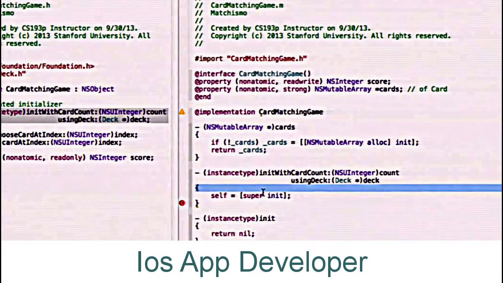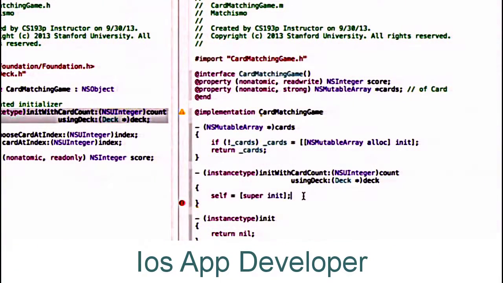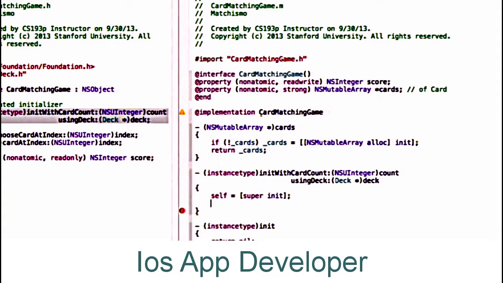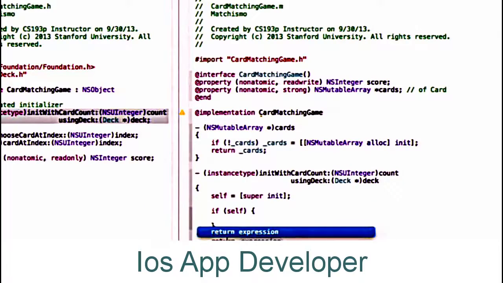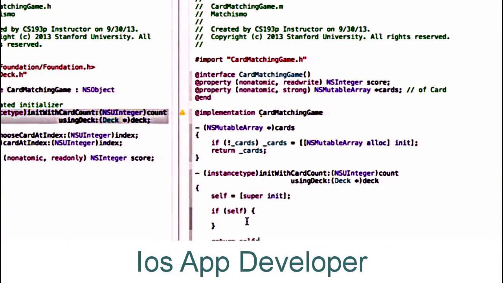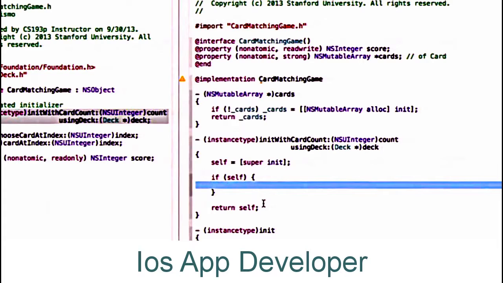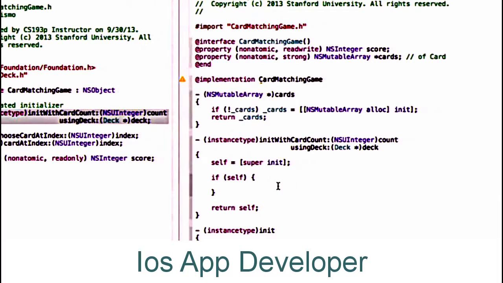All right, so this is back to our designated initializer. We need to call our super's designated initializer, which for NSObject is init, no arguments. Then we just say if self, then we can initialize ourselves, and then we're going to return self. And if anything goes wrong in here, we will set self equal to nil, and break out of this thing. And in fact, something is going to go wrong in here, as you will see.